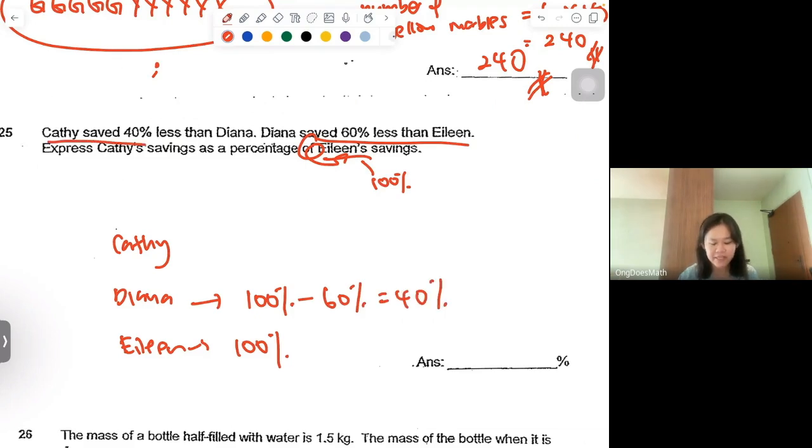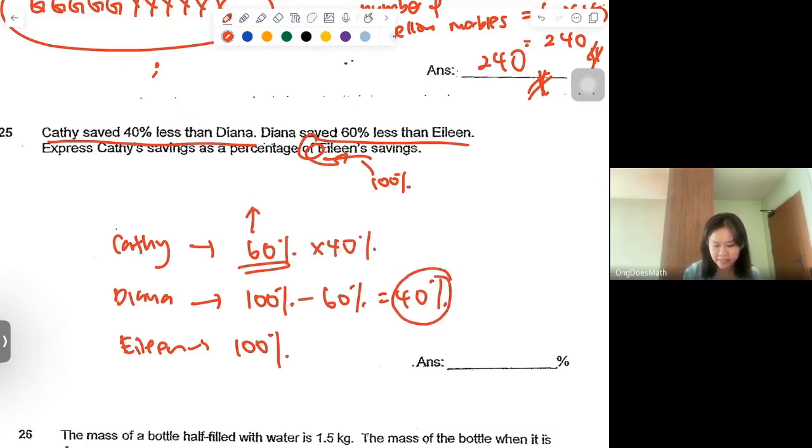Cathy saved 40% less than Diana, which means that Cathy only saved 60% of whatever Diana had. So it's 60% of what Diana had. Diana had 40%, so it times 40%. So like I said, this 60% comes from 100% minus this 40%. Because Cathy saved 40% less than Diana, which means that Cathy saved 60% of whatever Diana has.